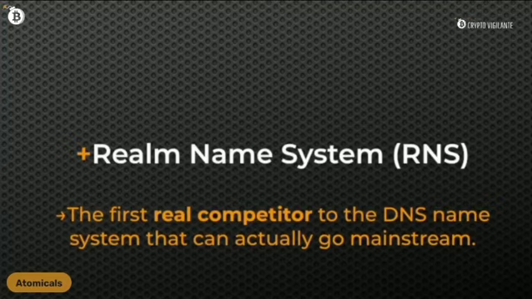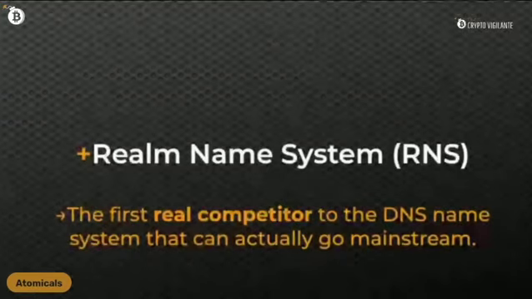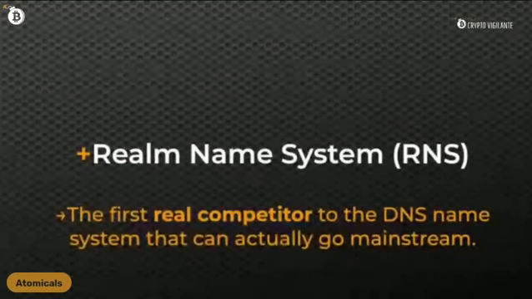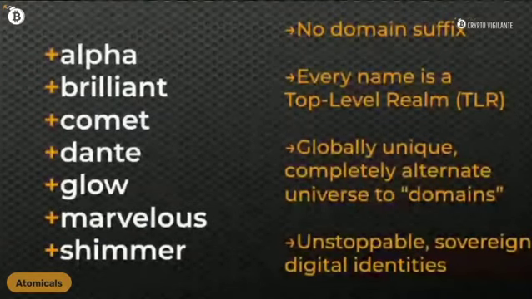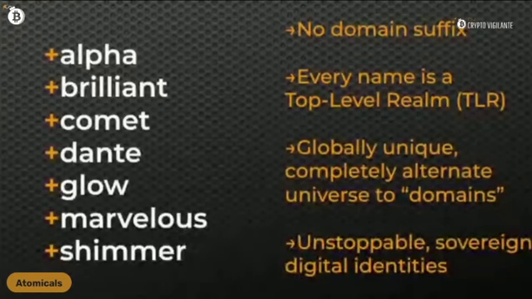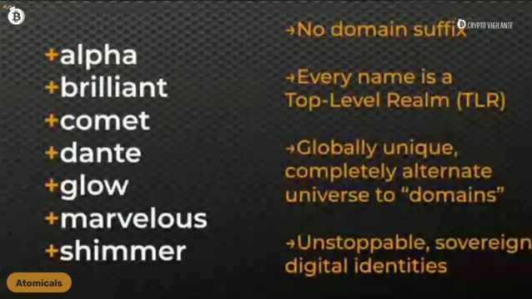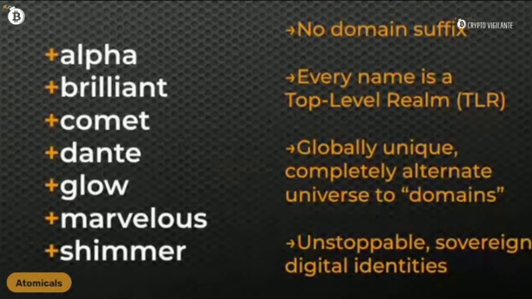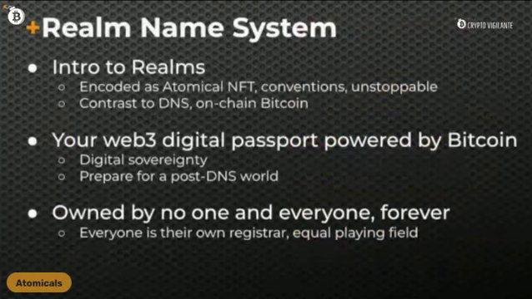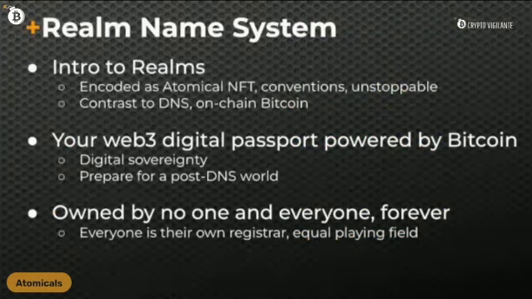The Realm name system is the first real competitor to the DNS name system that can actually go mainstream. There's no domain suffix. Every name is a top-level realm, or TLR. Globally unique, a completely alternate universe to domains. Unstoppable, sovereign, digital identities. The Realm name system is encoded as an atomical NFT using all the familiar rules.